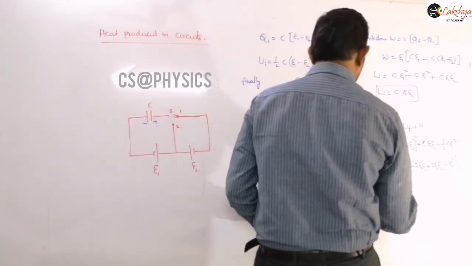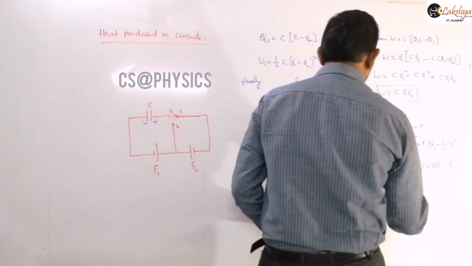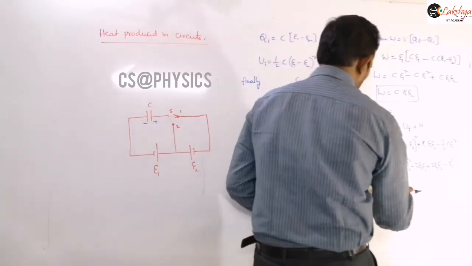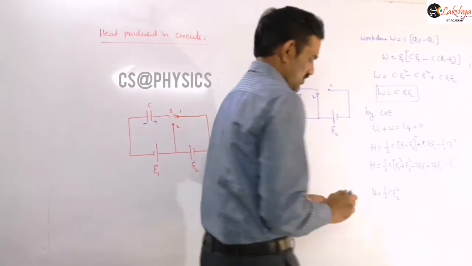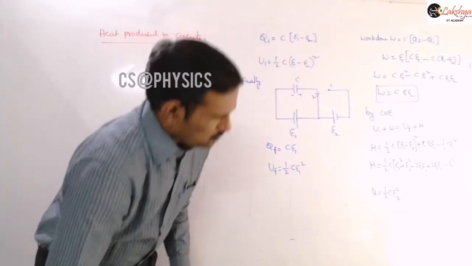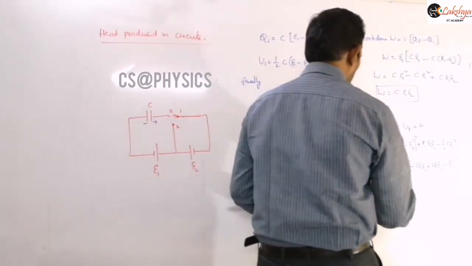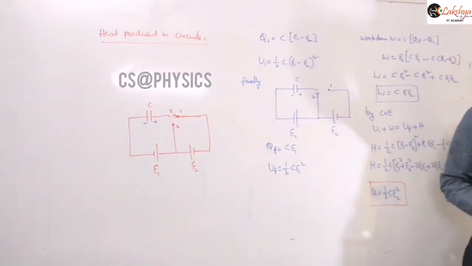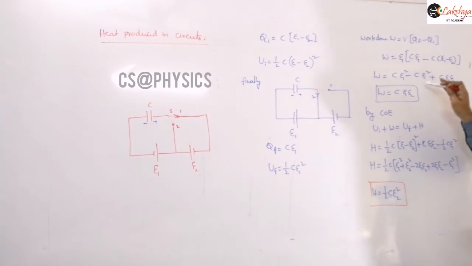So finally we will get that heat produced will be equal to half into C into E2 square, because the E1 terms will be cancelled and finally only the E2 term will be there. So this is the amount of heat produced in this circuit, half C into E2 square, right? This is the calculation that we need here. So that means we are calculating the work done.